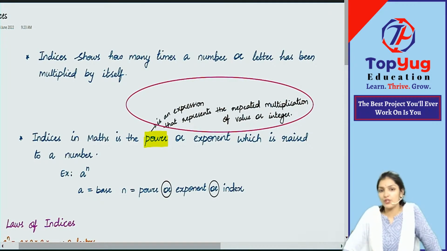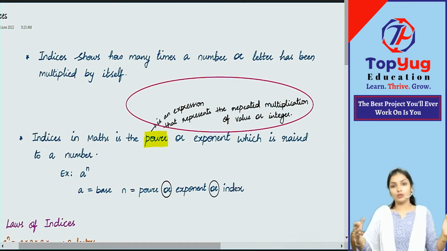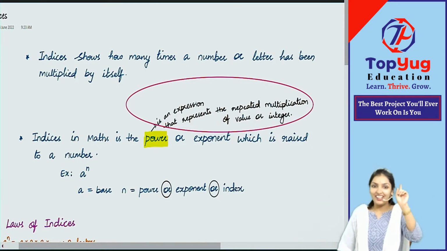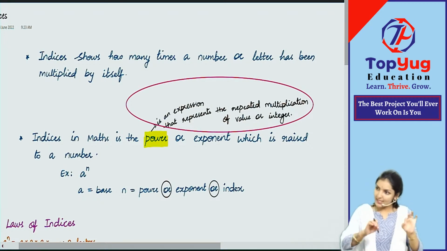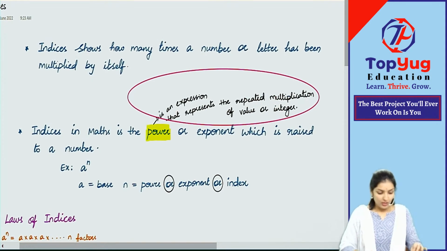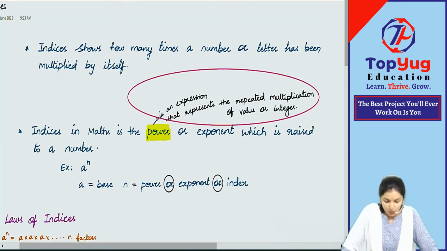This is the whole story of indices. I need not tell it in 4 different terms, like my name is Shweta, Shweta is my name, people call me Shweta, even I am referred to as Shweta. This is the simplest one you have to remember, both in technical and in local language. In very simple language I have written above: indices shows how many times a number or letter has been multiplied by itself. A very local language. So I hope you understand what indices is.